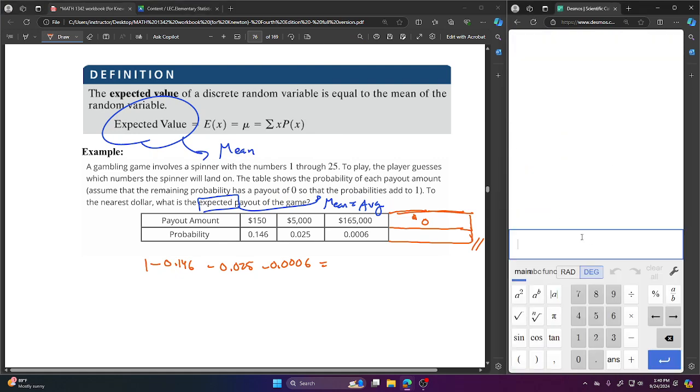All right. 1 minus 0.146 minus 0.025 minus 0.0006. Okay. Oh, I did it wrong. I did it wrong. Recover, Chad. Recover it. Oh, yeah, Chad, you did it.